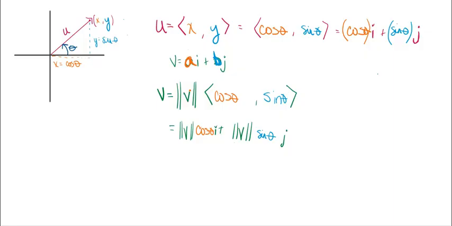Therefore, you can rewrite v as the magnitude of v as a scalar times the unit vector <cosine theta, sine theta>. So basically, all it's doing is taking the magnitude of v and multiplying it by the unit vector <cosine theta, sine theta> to get the magnitude you need. But you could also rewrite it as a linear combination of the magnitude of v times cosine theta i plus the magnitude of v times sine theta j.